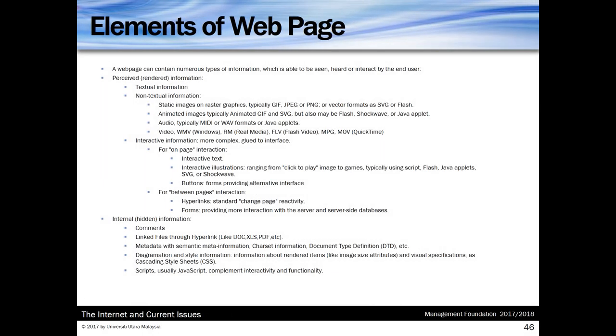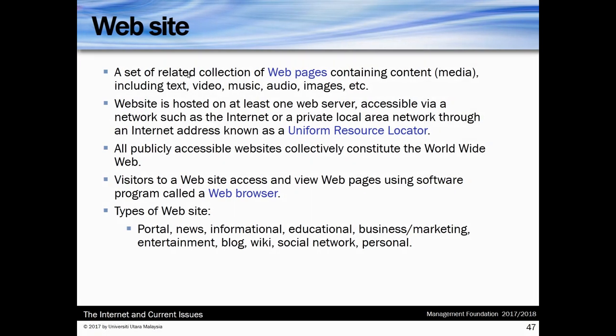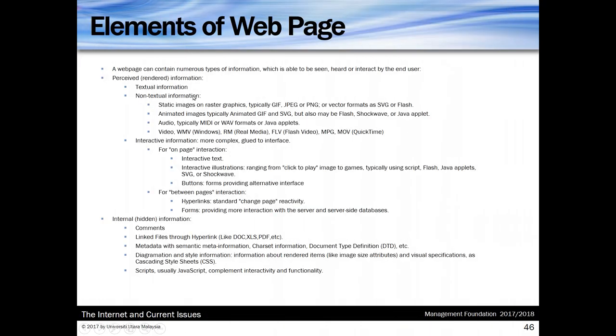A web page can contain numerous types of information, which is able to be seen, heard, or interacted with by the end users. We can divide the types of information into two: perceived or rendered information, which we can see or hear, and internal information, which usually we cannot see or hear.